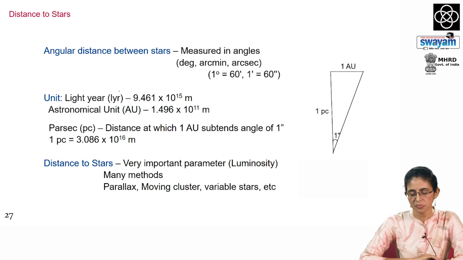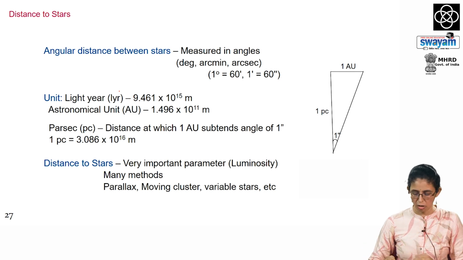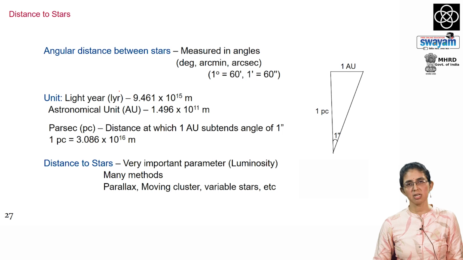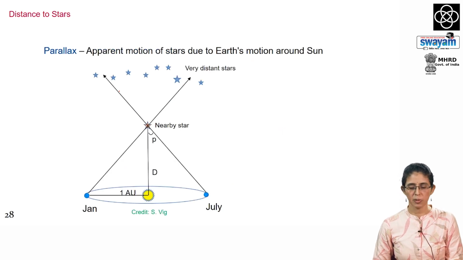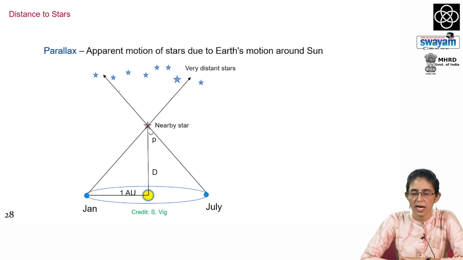In this presentation, I will only talk about the parallax method, which is used to measure distance to relatively close by stars. This parallax method is a very simple trigonometric method to measure the distance to a close by star with respect to very distant stars, and this is because of the apparent motion of the close by star with respect to distant stars due to the effect of Earth's revolution around the sun.